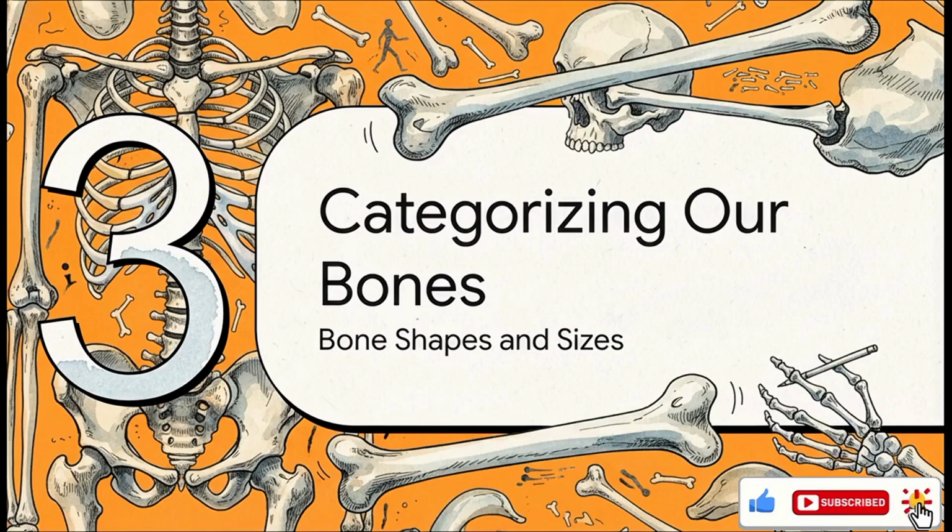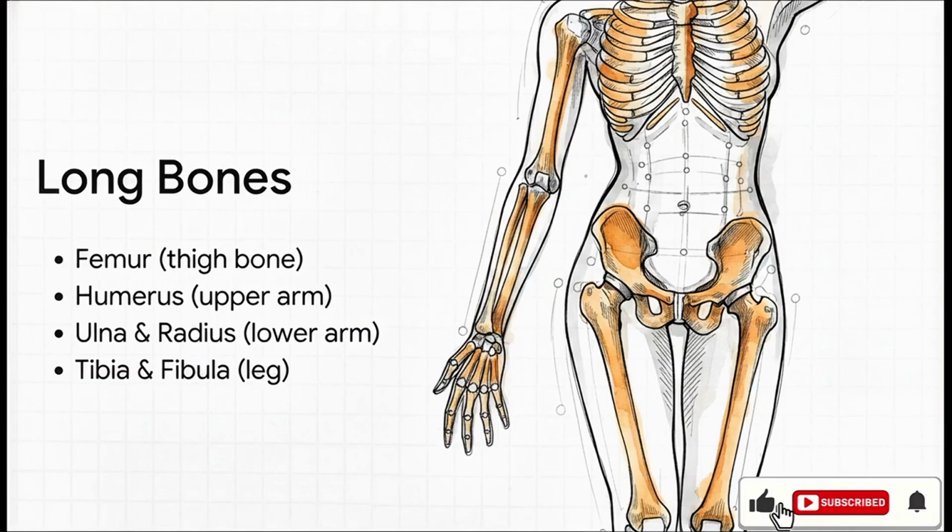Which brings us perfectly to Section 3, categorizing our bones. Because your internal framework is constantly multitasking, doing everything from walking to writing to shielding your brain, your bones come in a whole bunch of different shapes and sizes. First, we have the long bones. These are your heavy lifters when it comes to major movements.